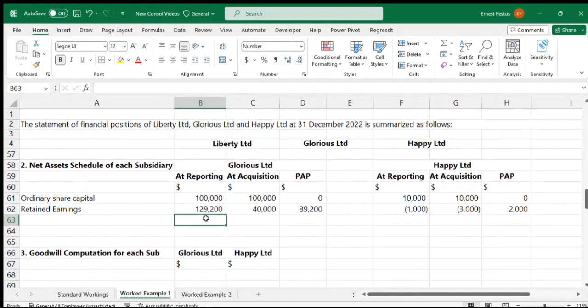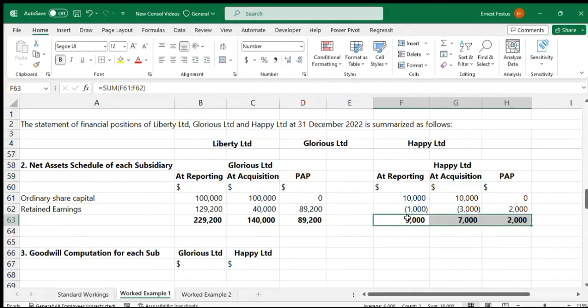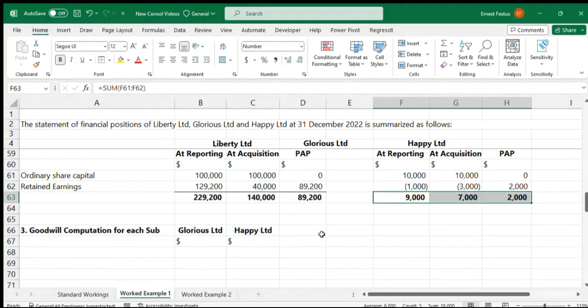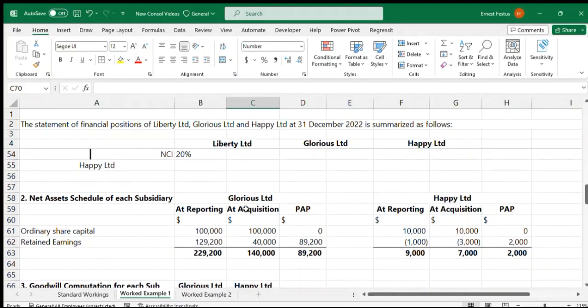So we are going to add all this together since we don't have any other information to add. So as we have seen in the standard workings, there are other items that could be treated here, but for this question, this is what we have. So I'll just do Alt equals to add my items together, and then I can copy it to the right. Then let me insert some borders, a border at the top. This one too at the top. Alright. So that is it for our net asset schedule.